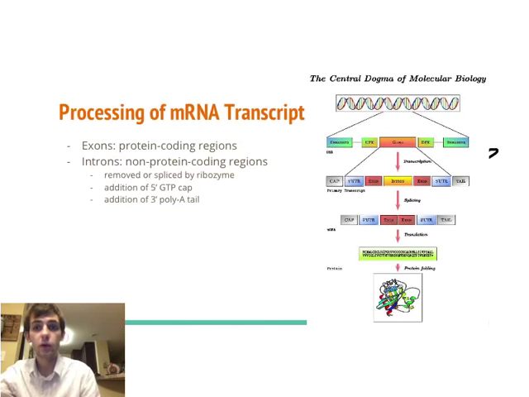These introns are going to be removed by an enzyme known as a ribozyme, and after those introns are removed, we're going to add a GTP cap to the 5' end.